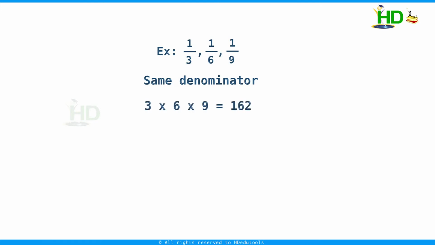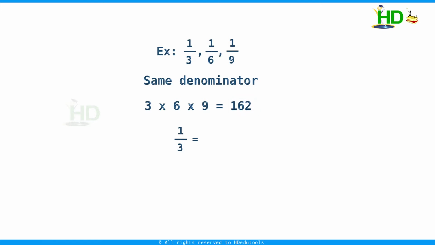Take another example. 1 by 3, 1 by 6 and 1 by 9. Now we convert these fractions into like fractions. That is, we make the denominators same. For this, first we take the product of denominators. That is 3 into 6 into 9. Now consider the fraction 1 by 3. Now here the denominator is 3. So we make this denominator into 3 into 6 into 9. That is 162. So we make the denominator 3 as 162.